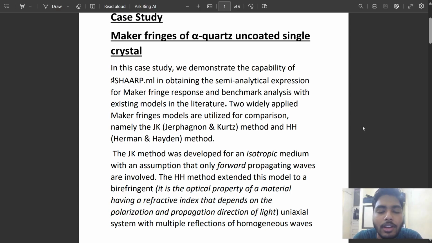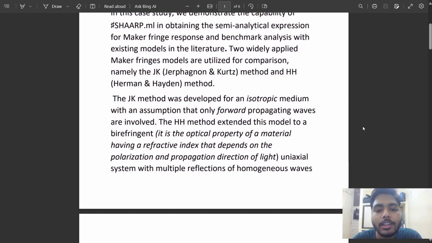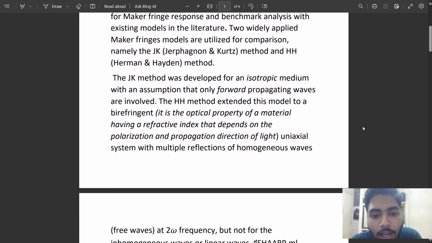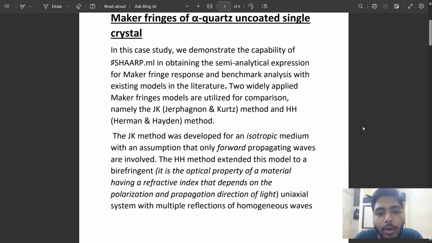Birefringent means it is an optical property of a material, that the refractive index of that material will depend on the polarization and the propagation direction of the light. They considered this kind of material, and also they considered the forward as well as backward propagation of the homogeneous waves, meaning they considered multiple reflections also. So here our main focus will be how Sharp.ml, this package, is capable of reproducing the data given by the JK method and the HH method.